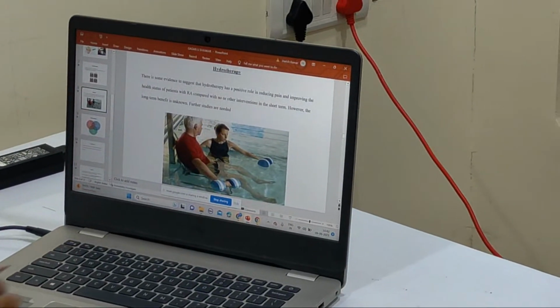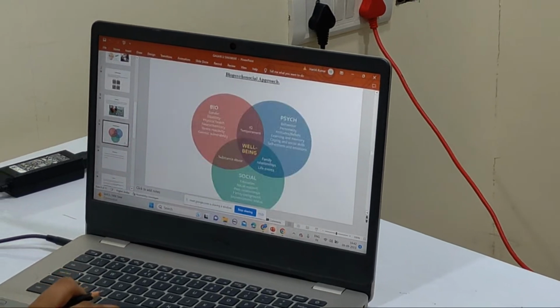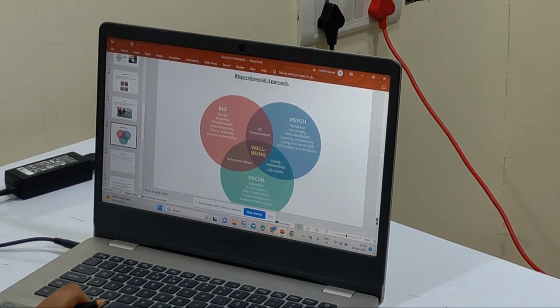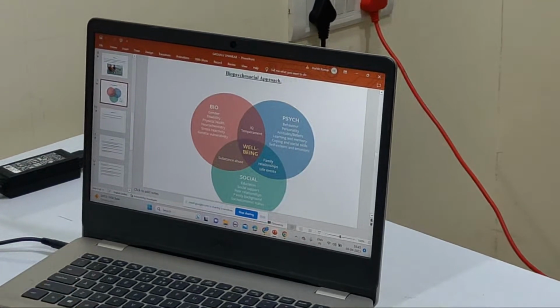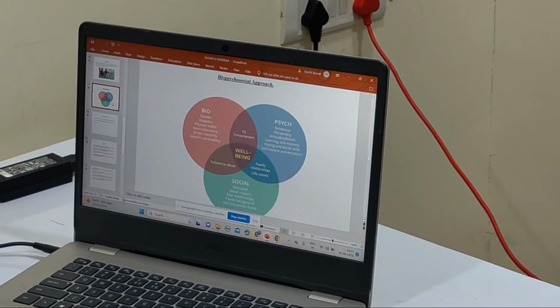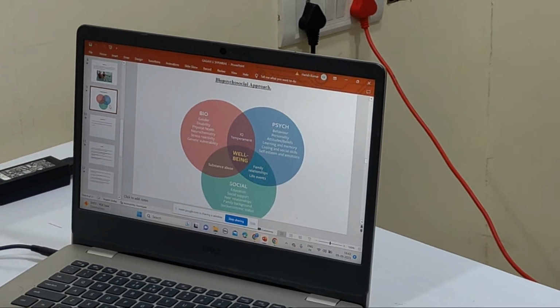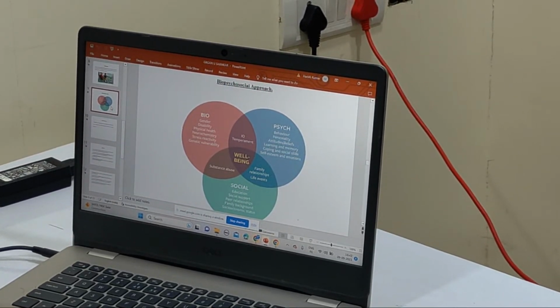Next one. This is the biopsychosocial approach, where we see the biological, psychological, and social aspects. Biologically we see what disability they have, psychologically we see the behavior, which we have to manage, and socially we give support to the individuals, like vocational rehabilitation or occupational rehabilitation.